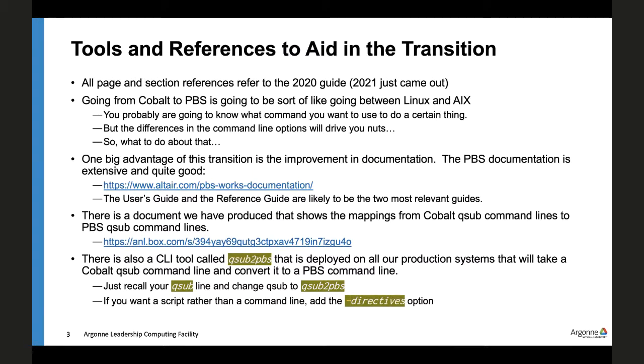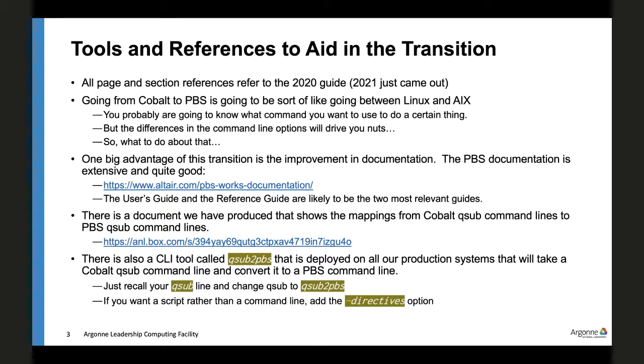So if any of you have ever used AIX or any of the older kind of Unix variants, going from Cobalt to PBS is going to be kind of like going between Linux and AIX. You're going to know the command that you want, QSub, QStat, QDEL, all that kind of stuff. But differences in command line options are going to throw you. It's like, oh, wait a minute, that doesn't work anymore. So what do you do about that?